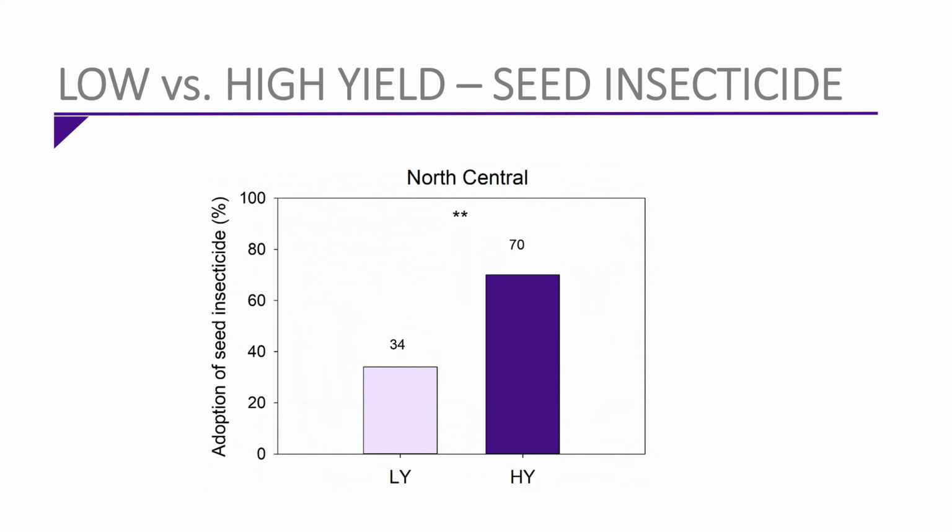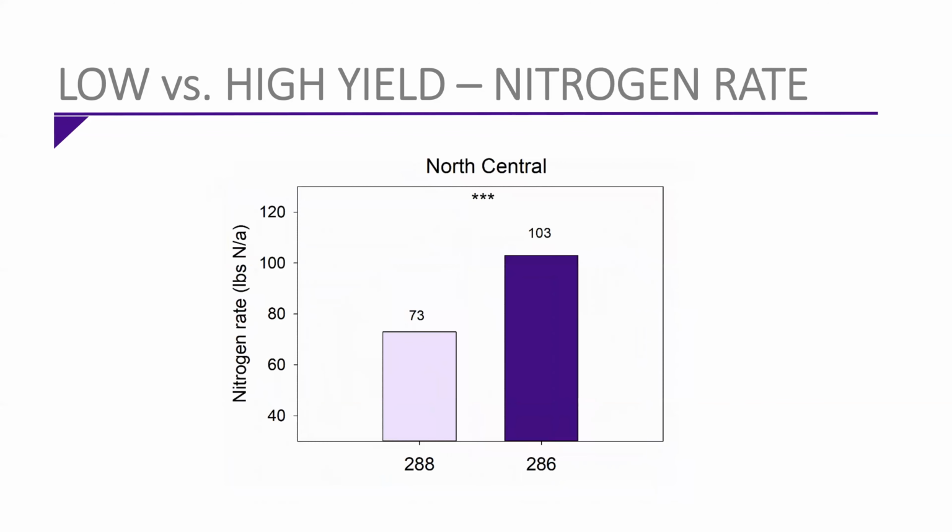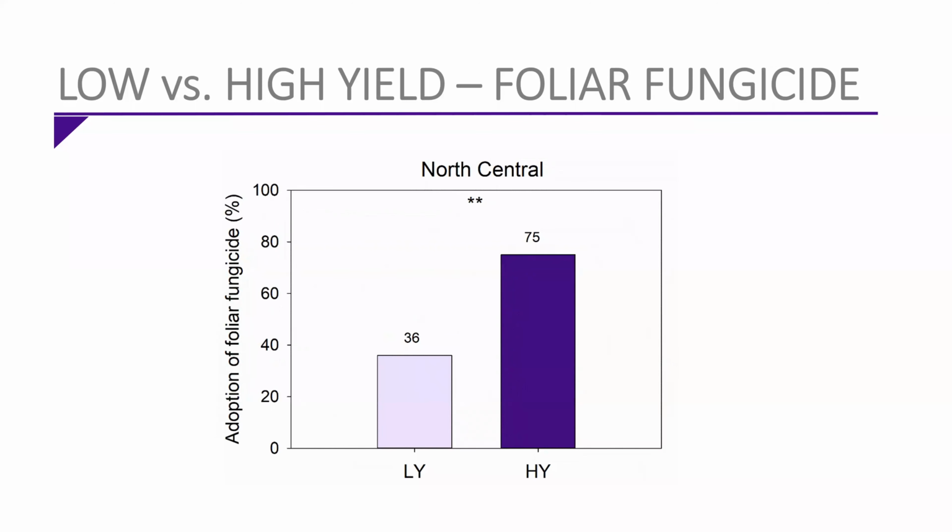So they were more often using those fields. High yielding fields were, on average, adopting more nitrogen as well. You can see here the average nitrogen applied in those high-yielding fields was about 100 units, 30 units more than the low-yielding fields. And also we're applying foliar fungicide more frequently. So 3/4 of the fields that were in the high-yielding group were applying fungicide, whereas just about 30% of those in the low-yielding group were applying fungicide.